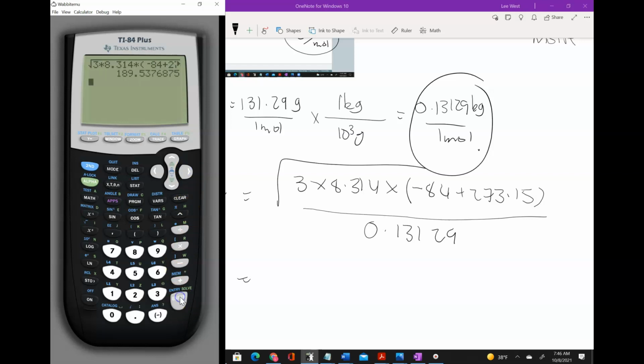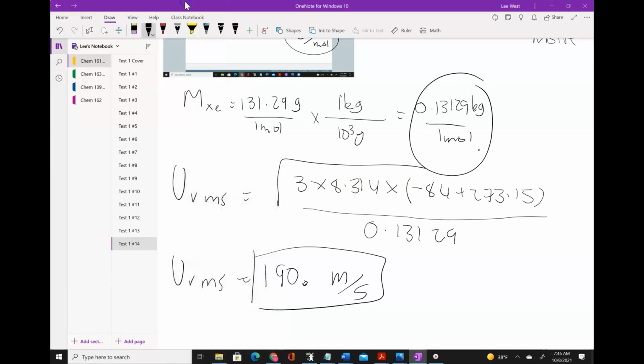After all of that editing, we finally get there, and it ends up being 190 meters per second, which is a really reasonable answer, because these are typically a couple of hundred meters per second.